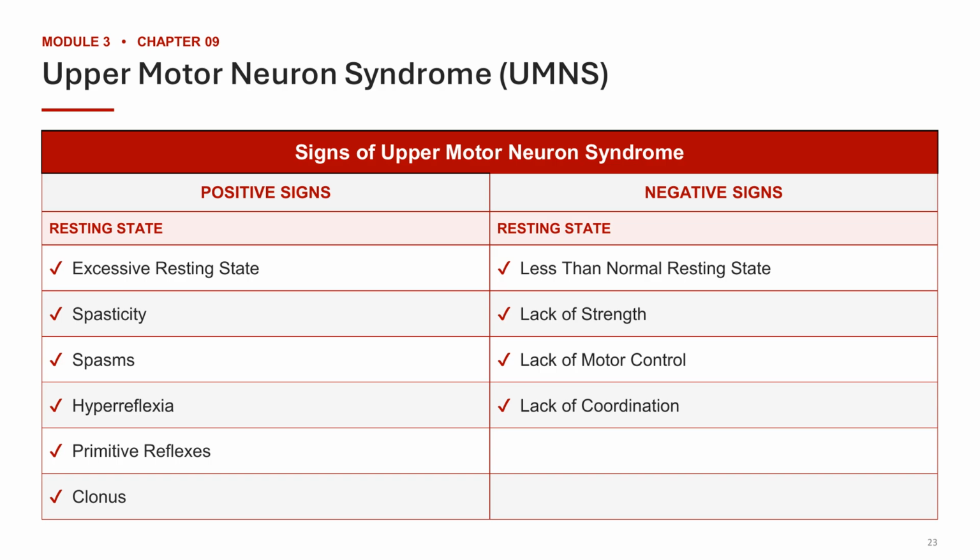Negative signs are what the patient has lost, less than normal function. Lack of strength, lack of motor control, lack of coordination. These follow from losing the descending command itself. Why does this division matter clinically? Because the two categories respond to entirely different treatments, and patients and families routinely conflate them.